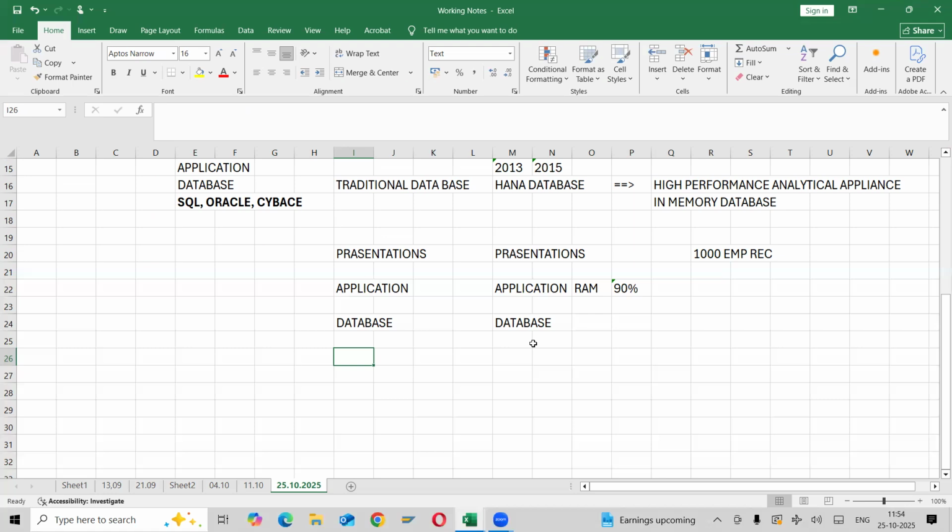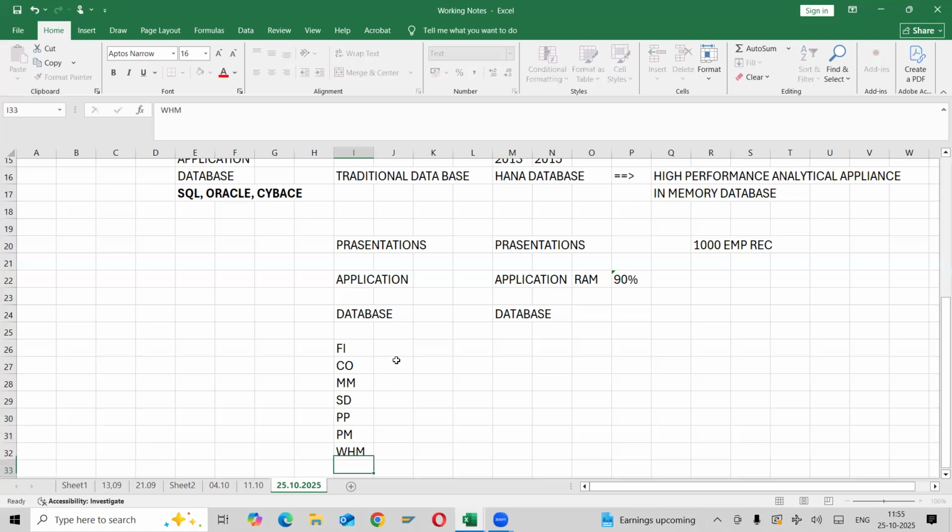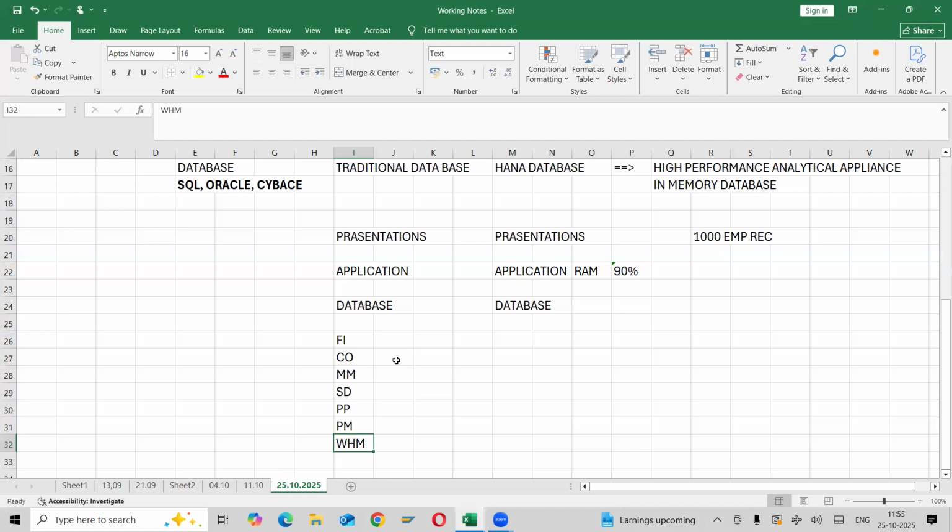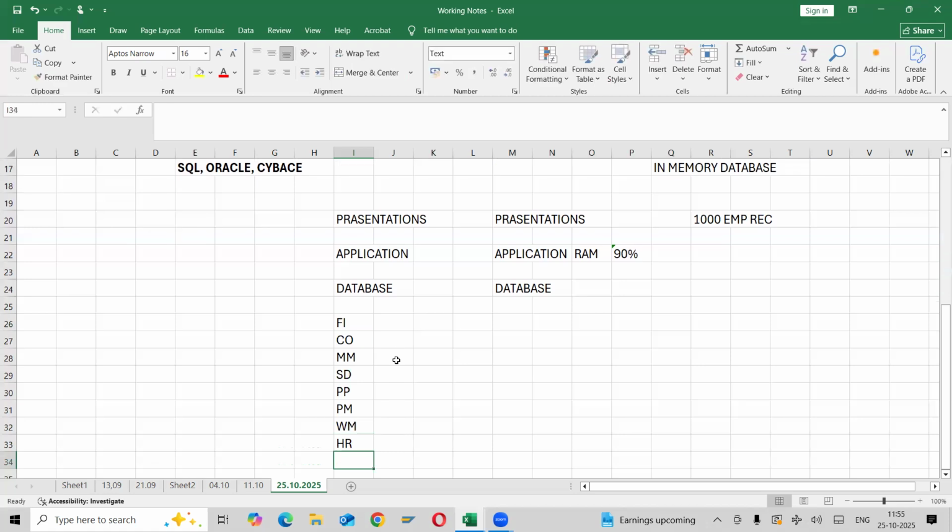Clear? At the same time, SAP has different modules, in the sense applications, nothing but departments. As I said, FI, finance, CO, controlling, right? Costing department, finance department, right? Materials management department, SD department, right? Next one, PP, production and planning department, plant maintenance, warehouse management, right? Next one, HRM, right? Like that, we have different departments. Clear?